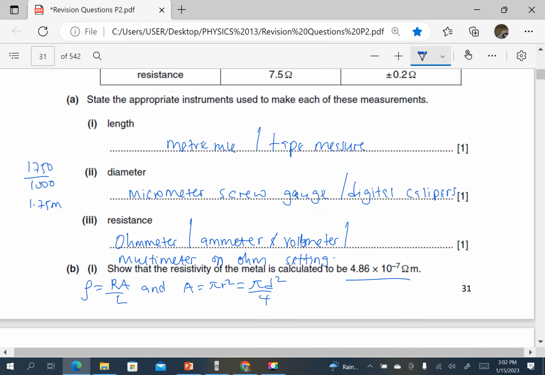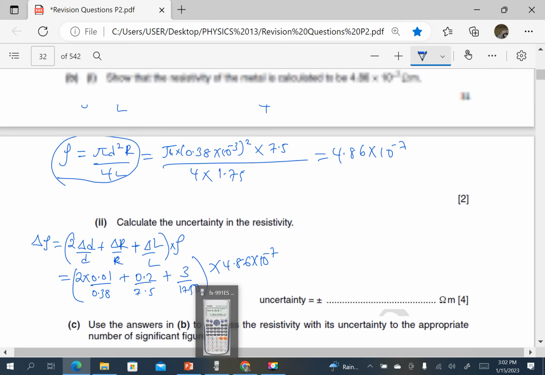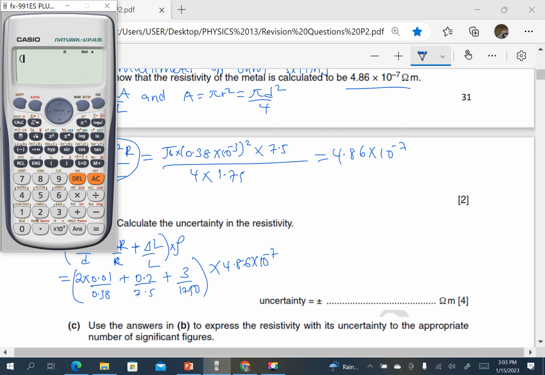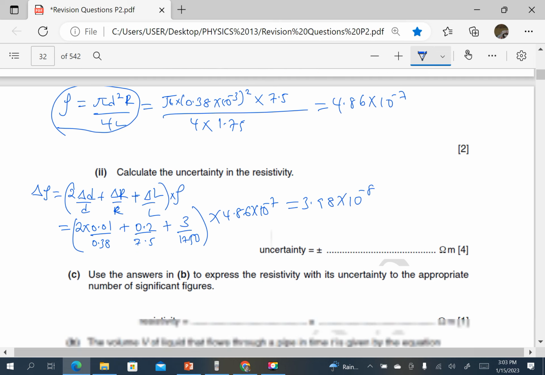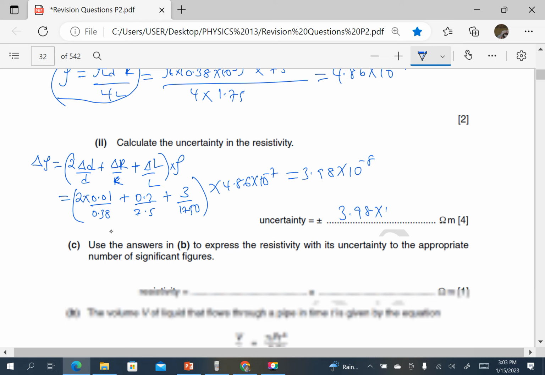So I have 2 times 0.01, that is 0.02, divided by 0.38, plus 0.2 divided by 7.5, plus 3 divided by 1750. That is the answer, times 4.86 exponent negative 7. So I think this is true. That is 3.98 times 10 power negative 8. So I can even write it here, 3.98 times 10 power negative 8.